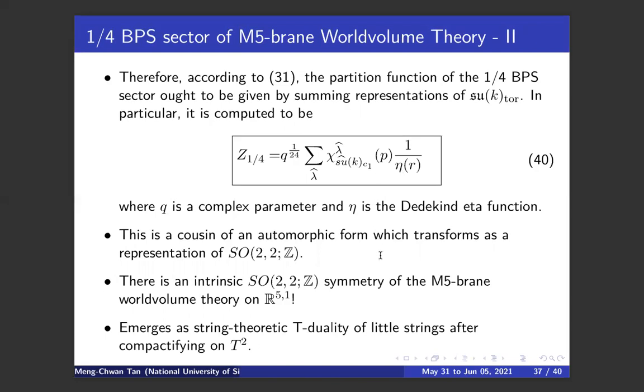So you can see it's almost like an automorphic form. It has the same number of variables Q, P, and R. It almost transforms like one, but not really. But it does transform as a representation of SO(2,2;Z). So we can see that there's an intrinsic SO(2,2;Z) symmetry of the M5-brane volume theory on R^{5,1}. So it's very nice.